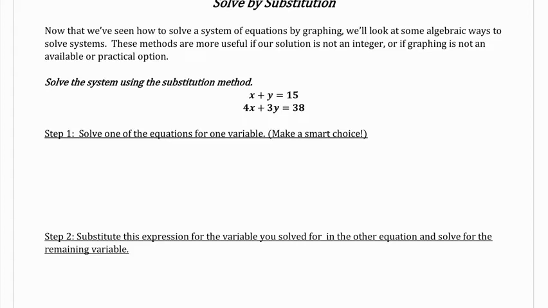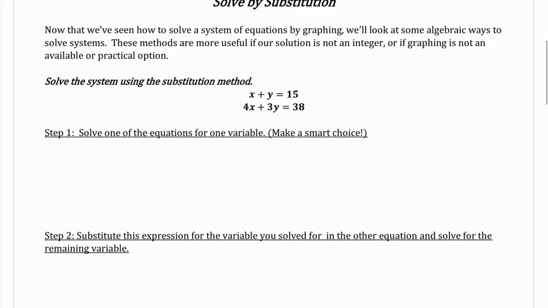If I choose this equation and solve for x or y, I don't have to divide by anything because there's no number in front. So that would be my smart choice. There's not always a smart choice, but if you can make one, then make it. So solve one of the equations for one variable. I'm going to pick that top equation, the x plus y equals 15, and solve it for a variable. You can solve for x or y. Most people are used to solving for y, so we'll go with that.